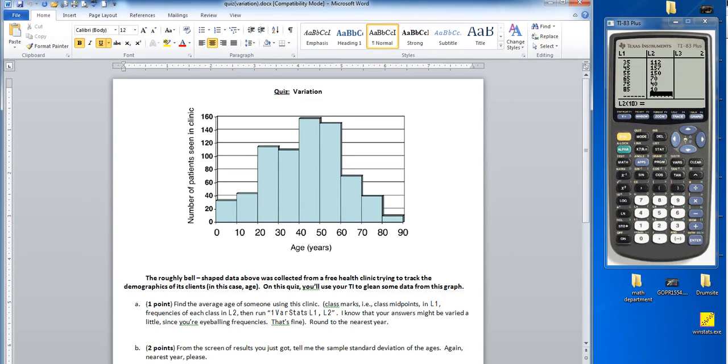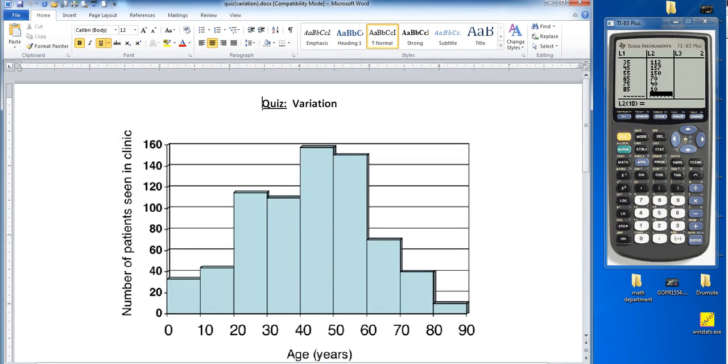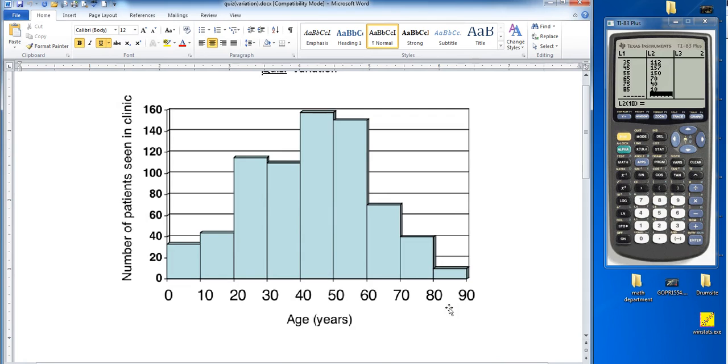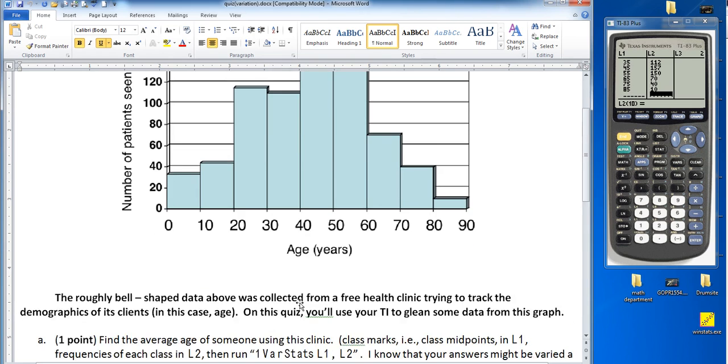Hey there, everybody. The purpose of this little video is to help you get some solutions for the variation quiz involving this nice bell-shaped data about patients seen in a clinic and their ages. So you've got one variable, their ages and how old these folks are, and we can see if we can tell something about them. So let's get in here.